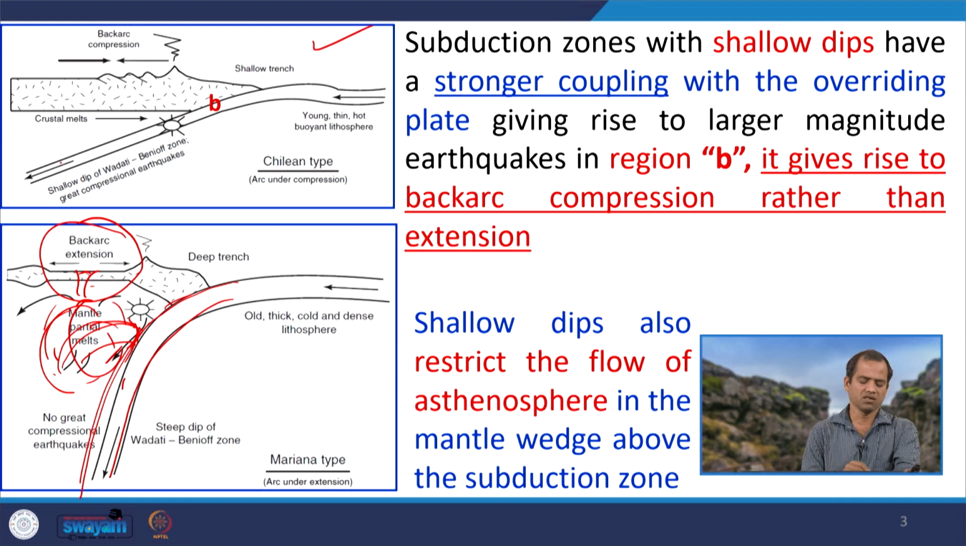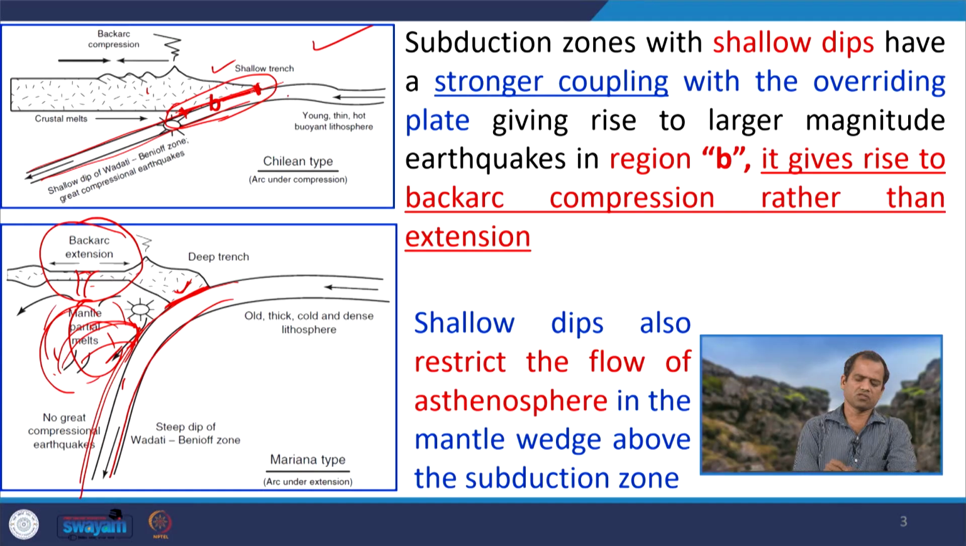What is happening? Here the angle of subduction is low, and due to this low angle of subduction, the interaction between these two plates is more. This is the overriding plate and this is the underthrusting plate. The interaction of these two plates is more. So, if this angle of subduction is low, due to the high degree of compression or interaction, this plate is exerting a compressional force.